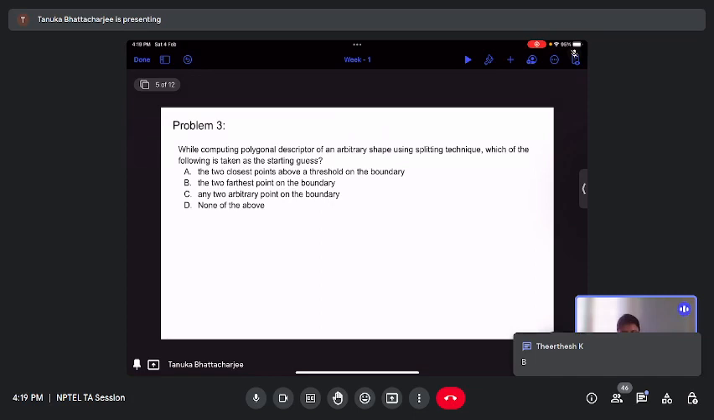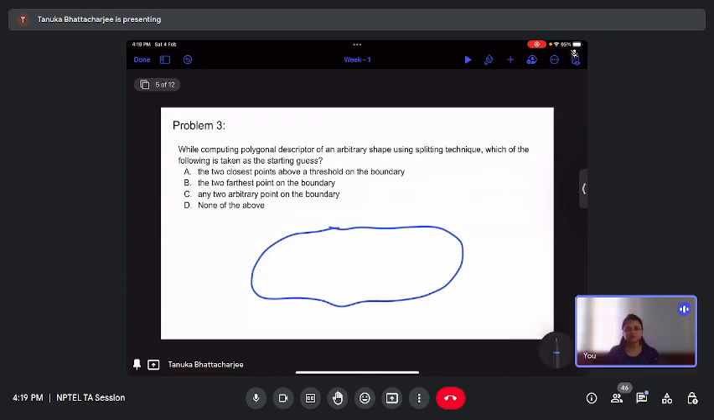So, let me just summarize the process of getting this polygonal descriptor. Let us say this is the shape we have. The initial points, as all of you are saying, we will take the 2 farthest points as our initial guesses on the boundary. First we join these 2 points. Now, the initial complete boundary is split into 2 parts.